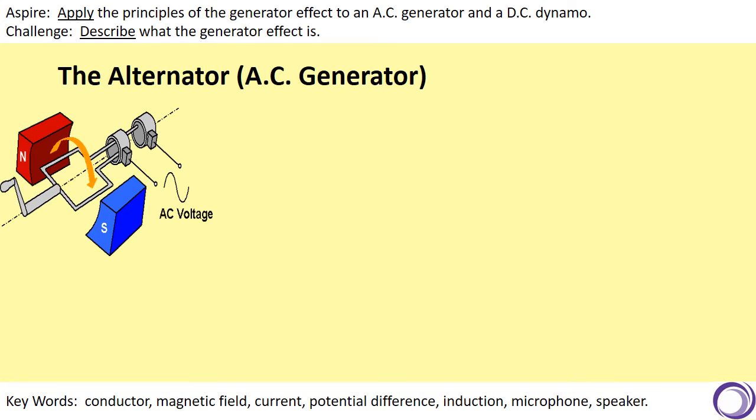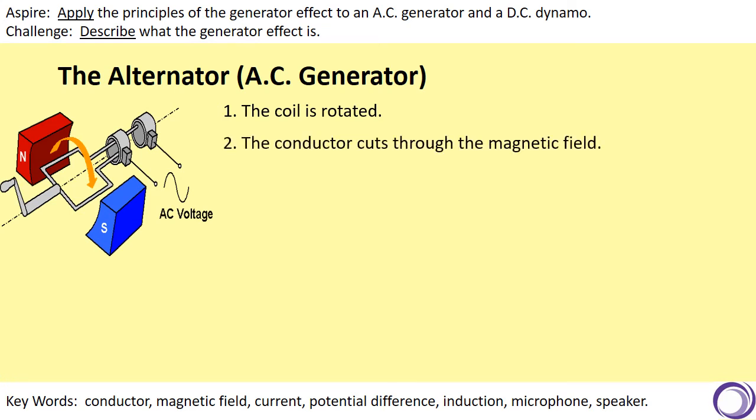The structure of both of them is pretty much the same. We've got a coil of wire, there's a handle on this one so we can rotate it. It could be connected to a wind turbine or anything else, and we rotate it within a magnetic field, and then as we rotate it we get an induced potential difference, and then a current can flow if it's connected to a circuit. So step by step, the coil's rotated, so it could be with a handle or whatever it's connected to.